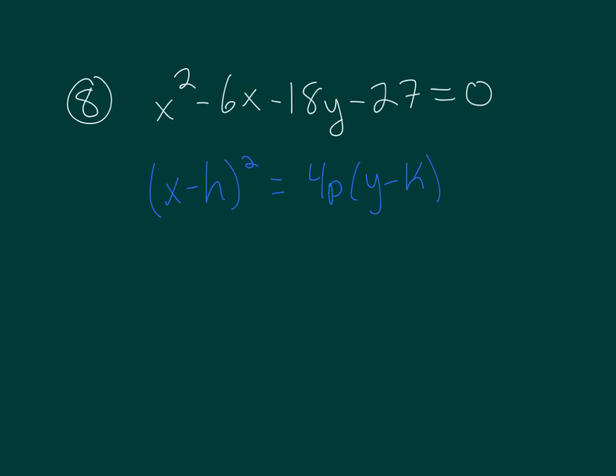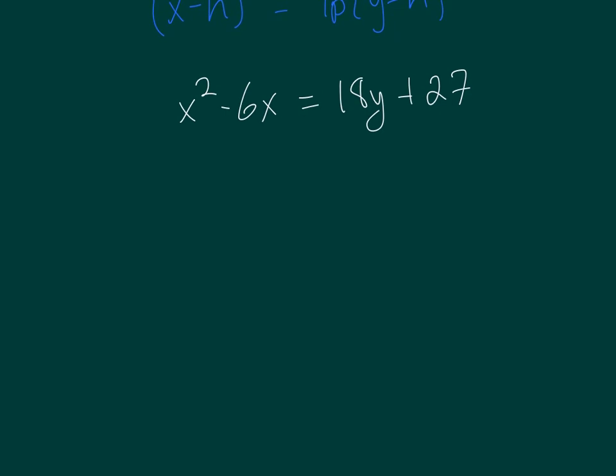So what I'm going to do first is I'm going to take all of my y stuff and my extras, and I'm going to move it over to the other side. So now I have x squared minus 6x. I add 18y over to the other side, and I also add 27 over to the other side. Okay, cool, we are almost there. And now this next step involves something called completing the square. It's super simple once you get some practice with it.